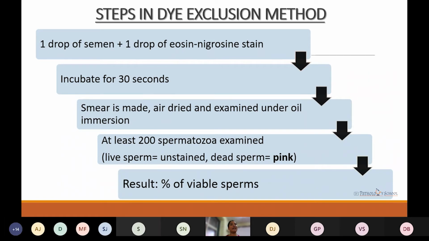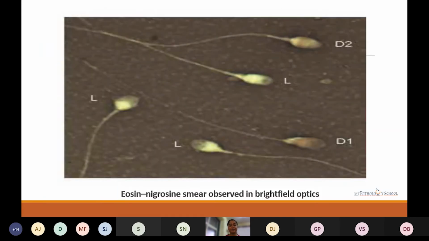Those which are live will remain unstained, as the eosin nigrosin stain will not be able to penetrate them, and those which are dead sperms will be stained pink by the eosin stain and the background will be stained by nigrosin stain. Then we have to calculate the percentage of viable sperms. This is how it will look in case of bright field optics.